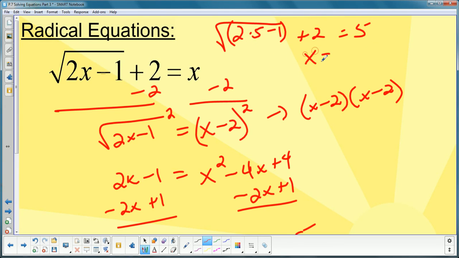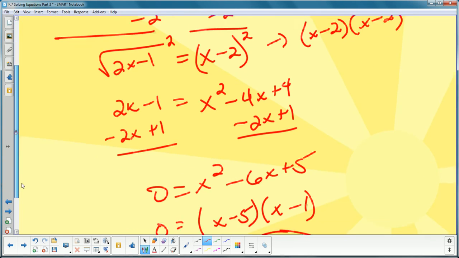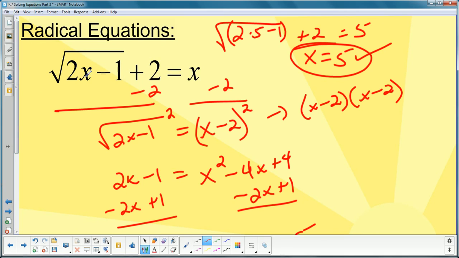So x equals 5 works. And then if I do the other one, which was 1, if I plug in 1, I get 2 times 1 is 2. Minus 1 is 1. Square root of 1 is 1. Plus 2 is 3. And 3 does not equal 1. So x equals 1 would not work in this case. So we have one solution, x equals 5.